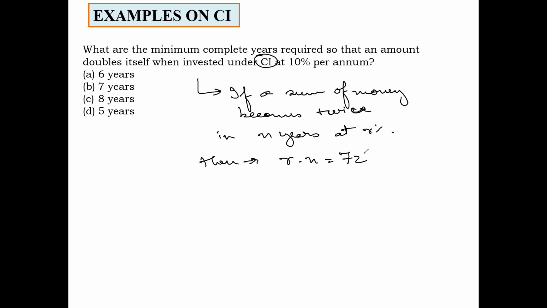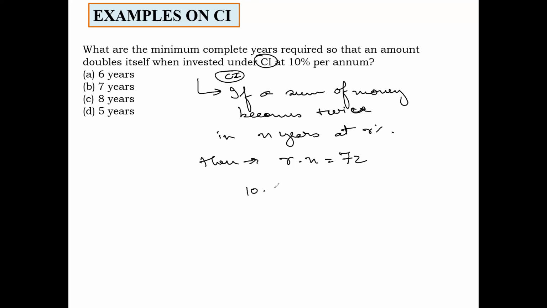So this question asks us, what is the minimum complete years required so that an amount doubles itself when invested under CI at 10% per annum? You typically use this rule when you are looking at investments and need to have a rough idea of the time that will take or the rate that is required. So, in how many years will a sum of money double itself? Yes, absolutely. Very nice, Aditi. Since the rule of 72 says at CI, for money to double, R into N has to be 72.